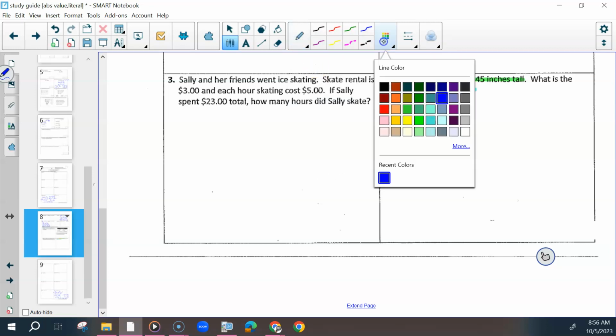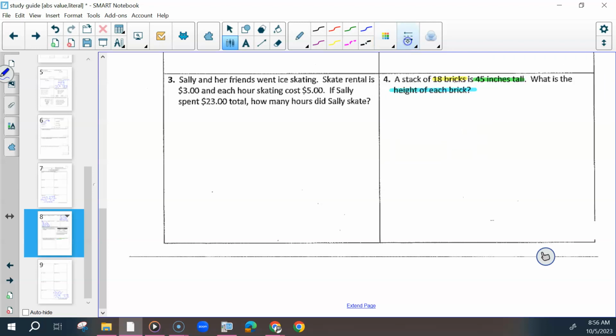So we need to start off with a variable. All of your word problems should start off that way. Defining what your variable is, we can call it the height of each brick. Look at your question. That will kind of help you define your variable. We know that the total is going to be 45, so it's going to equal 45.